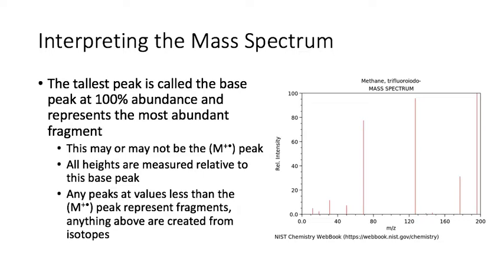Like I said, that tallest peak is called the base peak at 100% abundance. It may or may not be the radical cation peak. Everything is measured relative to that base peak. And then if you notice, let's say this is my most abundant peak here. Anything to the right or to the left of this peak is relative to this peak. The pieces that are to the left, for example, these ones that I'm circling now, are all less than my base peak. These are fragments, and then anything to the right of that would be some version of the isotope if this were my M+, if this was my radical cation. So let's look at how I know if this is my radical cation or not.